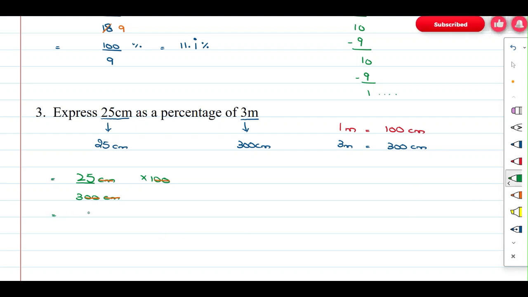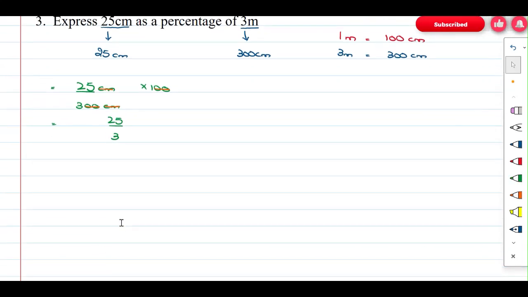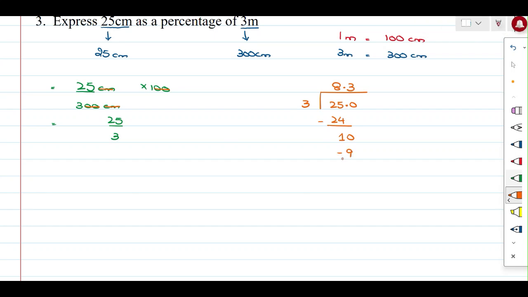Now we have 25 over 3. Let me simplify this with division. 25 is inside, 3 is outside. 3 times 8 is 24. Subtract, we have 1 as the remainder. A decimal, a 0, bring the 0 down. 3 times 3 is 9. Subtract, 1, put a 0, bring the 0 down. 3 times 3 is 9. Subtract, 1, and so on. It means 3 is recurring. So this is basically 8.3 recurring percent.